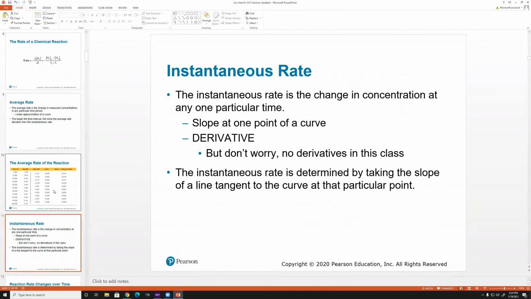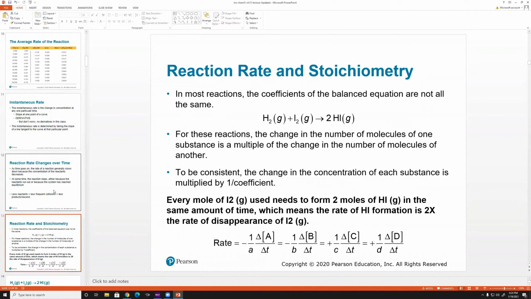Now, the instantaneous rate: that was the average rate where you take 2 points, but the instantaneous rate can be figured out by a derivative. We're not going to talk about derivatives in this class. That's calculus, which you already hopefully had. But basically, it's the slope of the tangent line. So at a specific point on a curve, what is the slope at that point? That's how you can figure out the instantaneous rate.